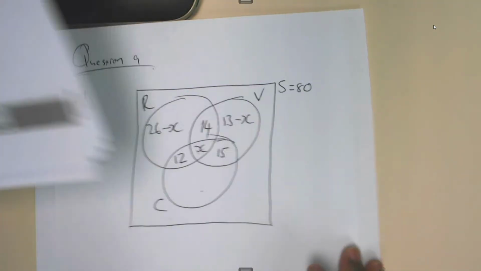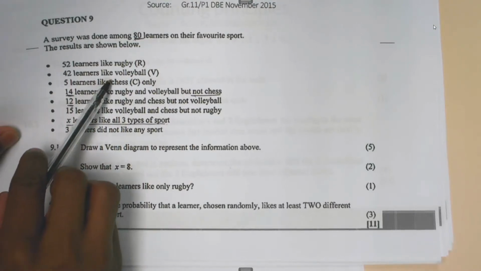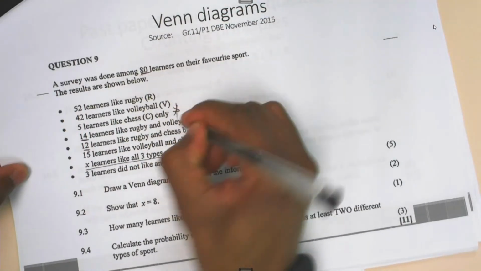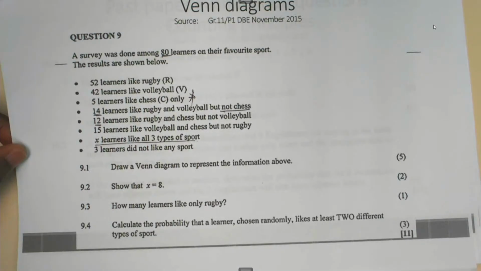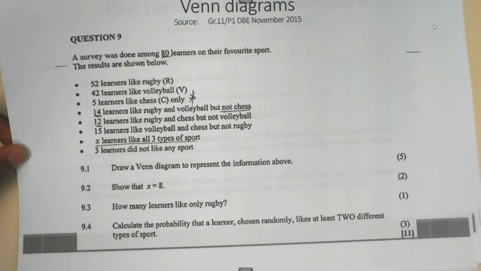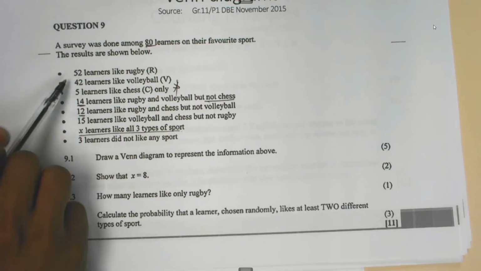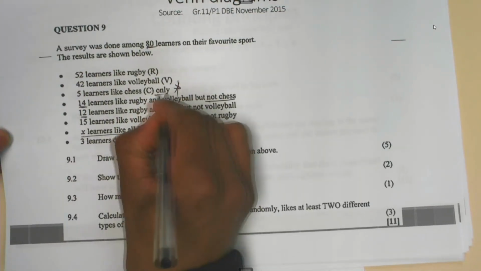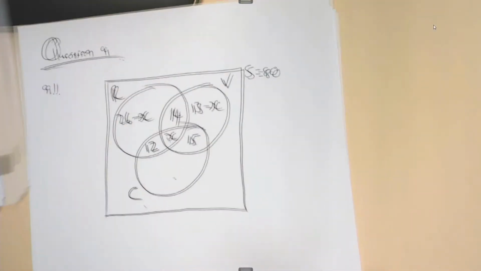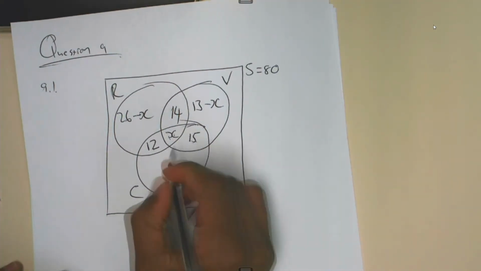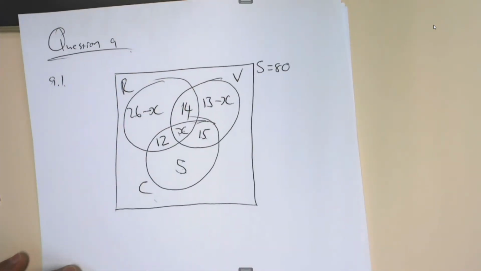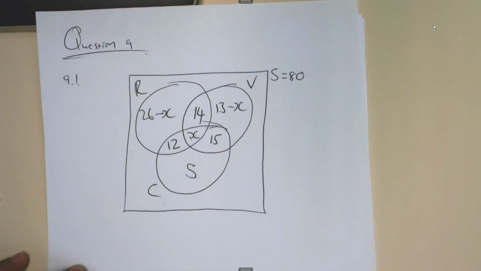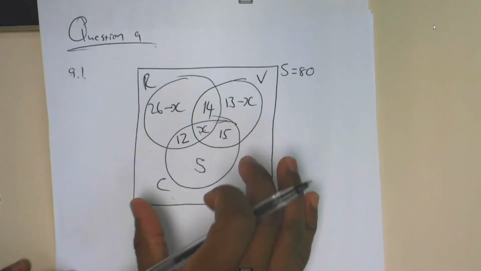Now let's move on to the other bullet. They tell us here that 5 learners like chess only. See, that word is there. 5 learners like chess only. So what they're telling us is the exact number of learners that only play chess, whereas in the first 2 bullets, that was not stated to us. So only 5 learners play chess only. So I can confidently write 5 in the region of chess only. So be careful about those words. They'll help you populate your Venn diagram correctly.